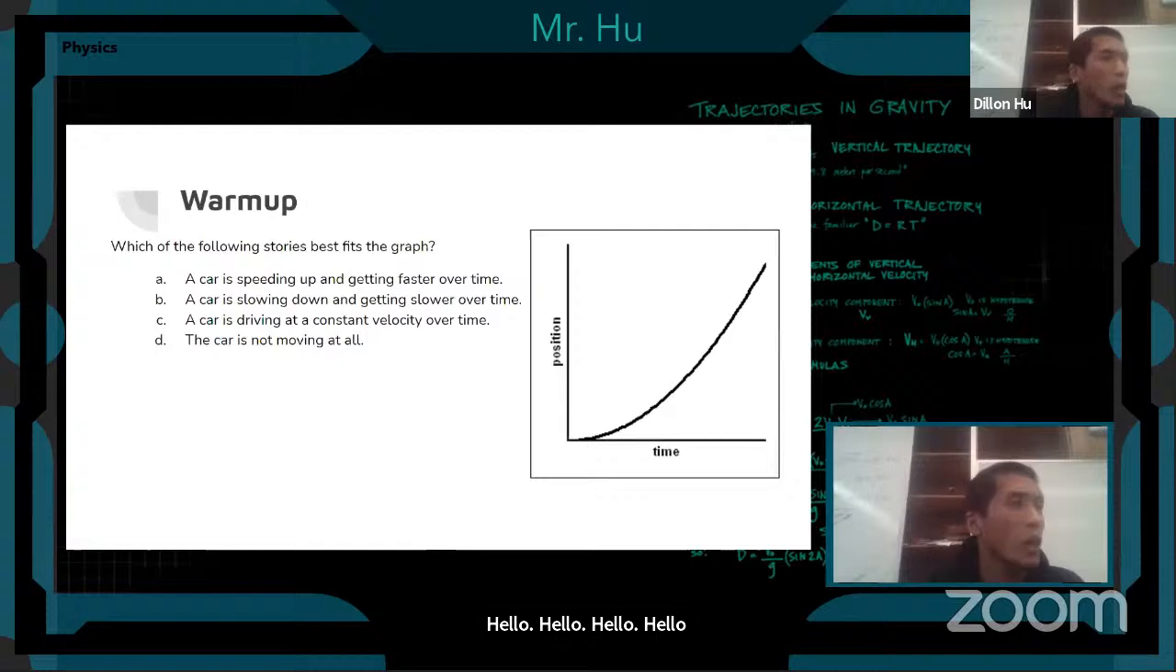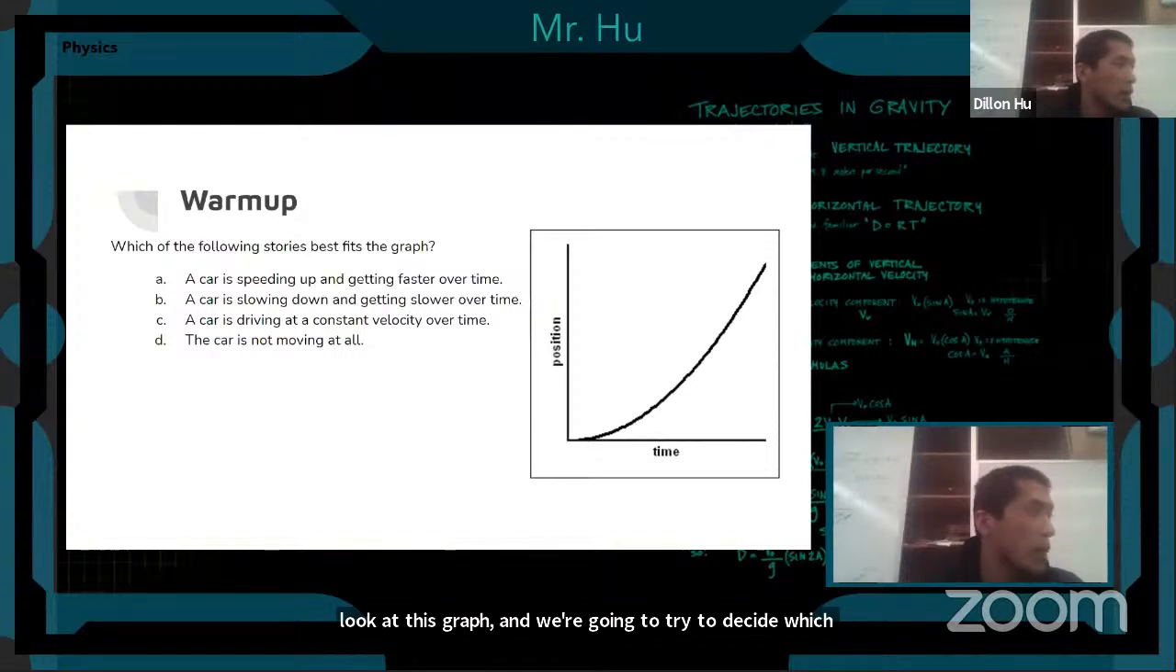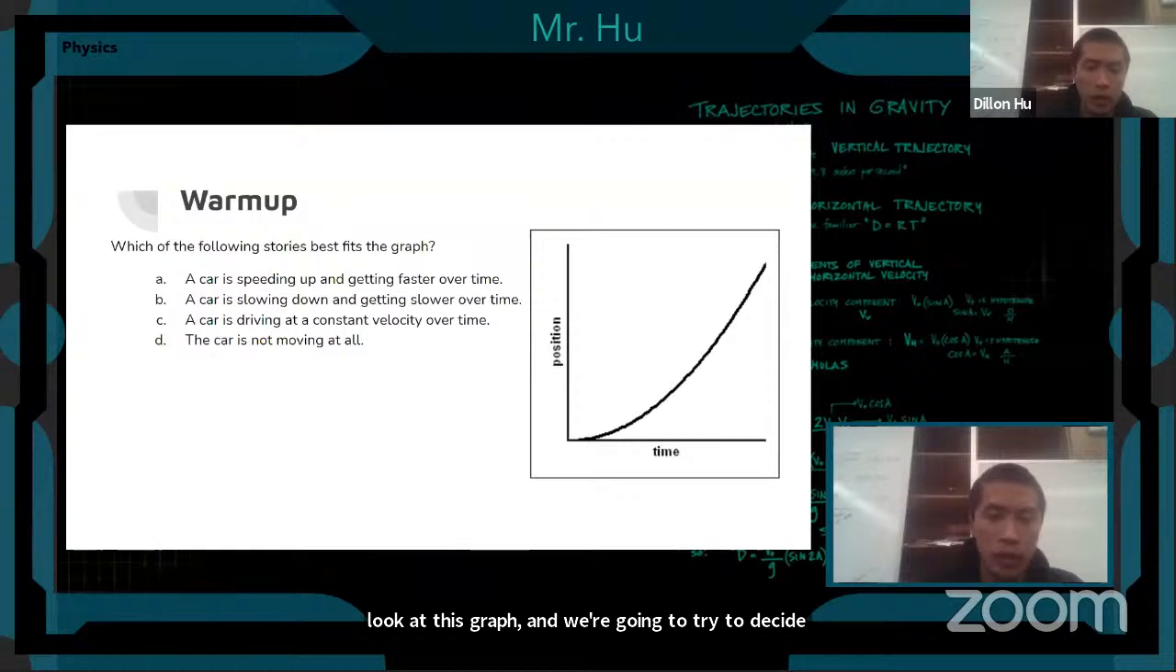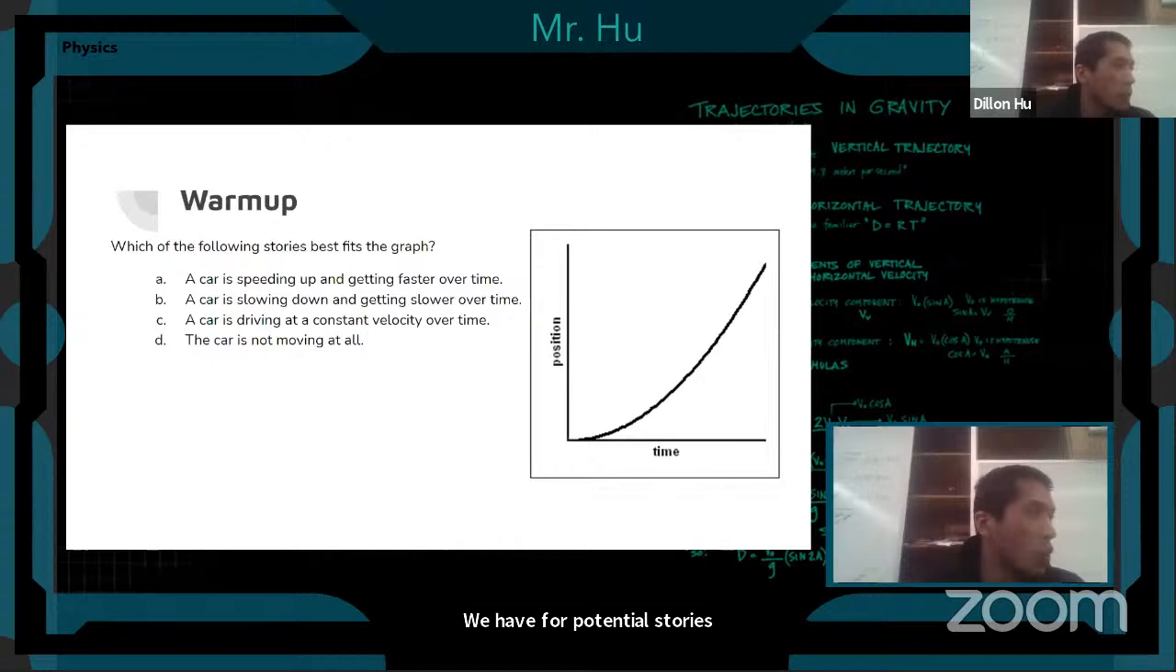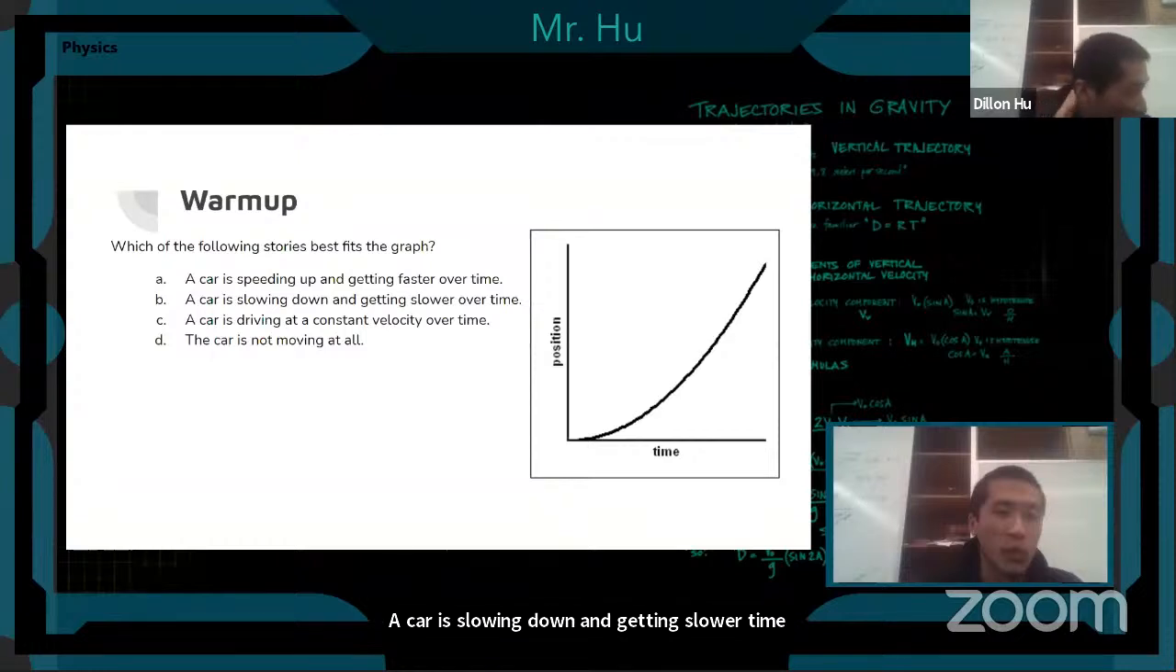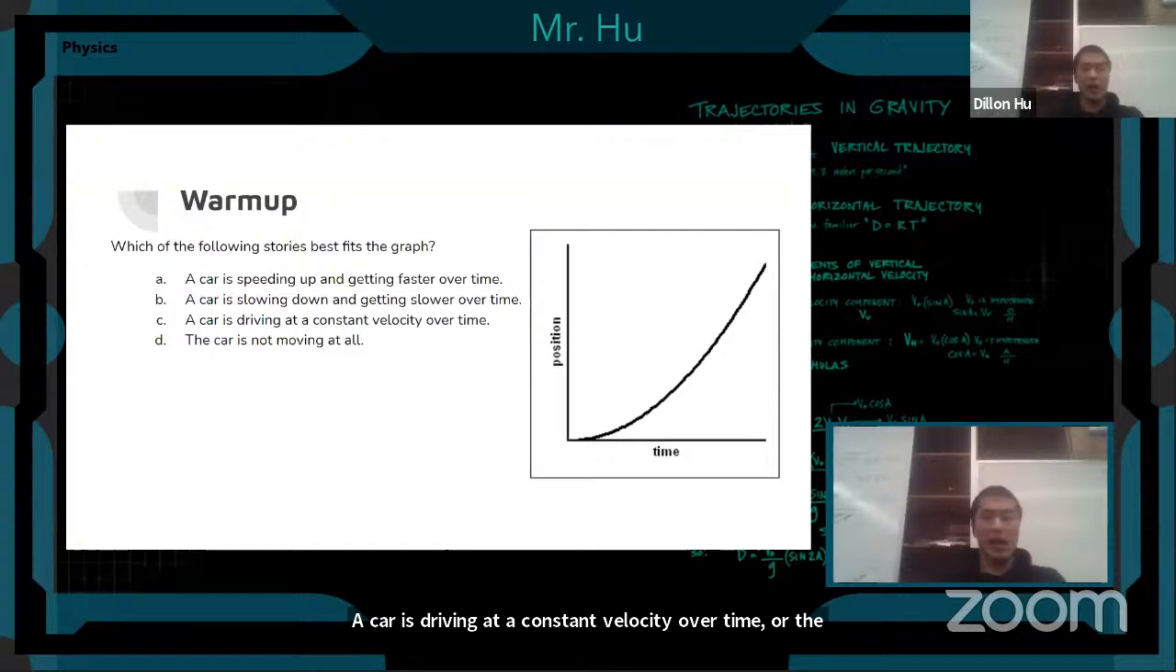So, what we are going to do first is take a look at this graph and try to decide which of the following stories best fits the graph. We have four potential stories here. A car is speeding up and getting faster over time. A car is slowing down and getting slower over time. A car is driving at a constant velocity over time, or the car is not moving at all.